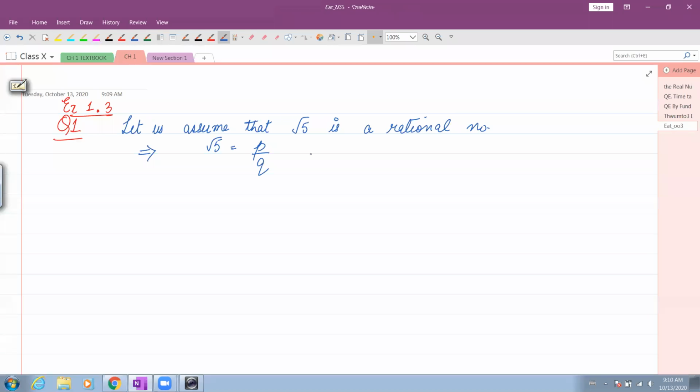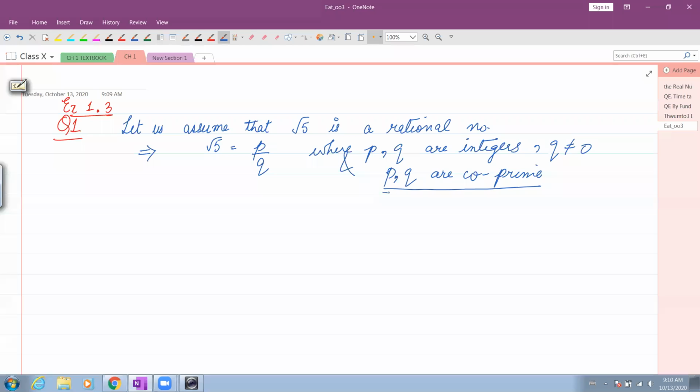Root 5 can be written in the form p by q, where p and q are integers, q is not 0, and the most important thing, p and q are co-prime. Writing this is very important because इसी की contradiction आनी है नीचे. So let's deal with this root 5, and to deal with this we will have to square both sides. 5q square equals p square, और यहाँ से हमें factors मिलेंगे.